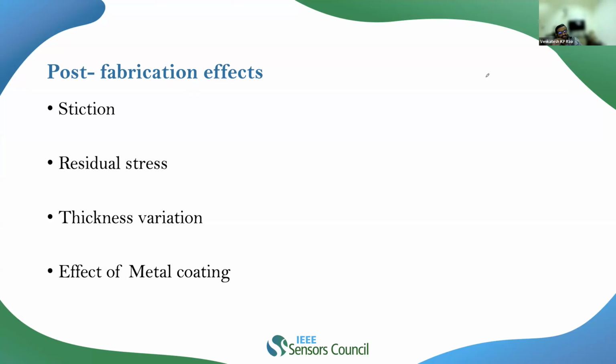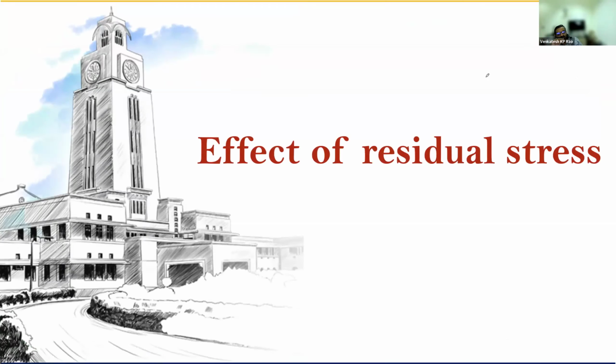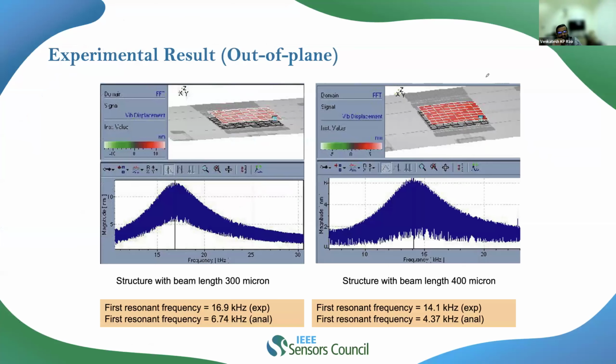That's why we have residual stresses, and there may be thickness variation, which I already showed you during the fabrication session, on what will be the variation in the thickness in case of the SOI process itself. And if there's a blanket metal on top of the structure, what would happen? Let us see what would happen in each case. What would be the effect of residual stresses?